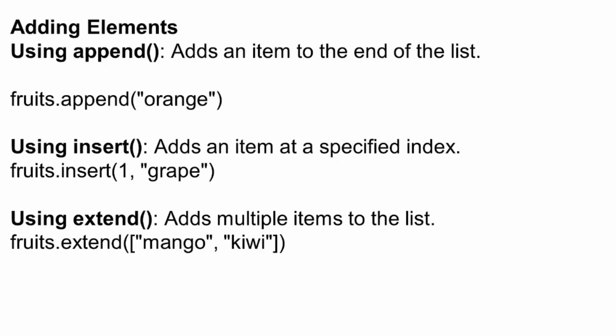Adding elements using append: add an item to the end of the list. Fruits dot append orange. Using insert, add an item at a specified index: fruits dot insert 1 grape. Using extend, add multiple items to the list: fruits dot extend with this particular list. So here is the basic difference between append, insert, and extend. These are the functions we use for adding elements to the list. Append adds an element at the end of the list, insert adds at a specific index number, and extend adds multiple elements to the list.